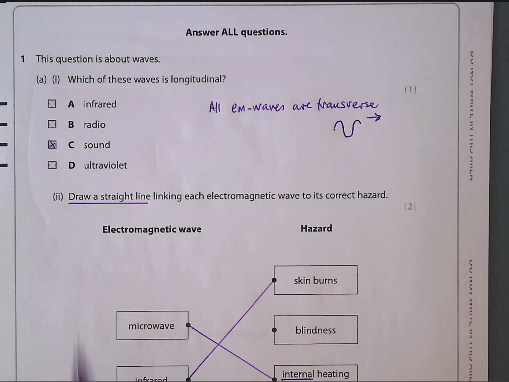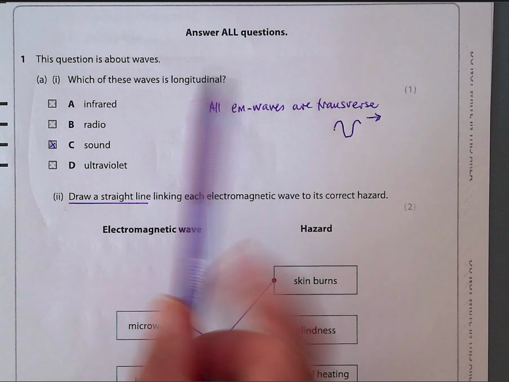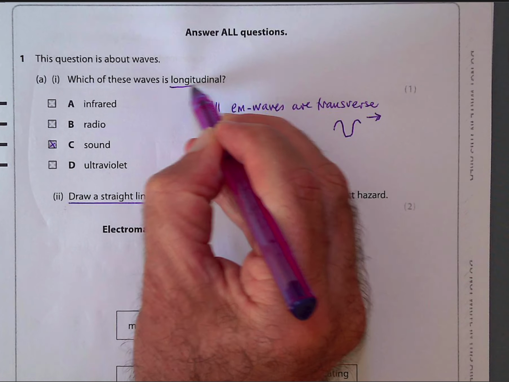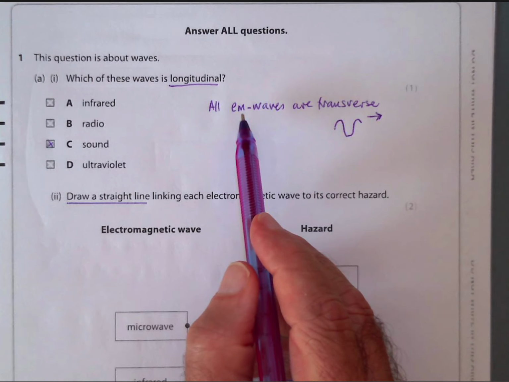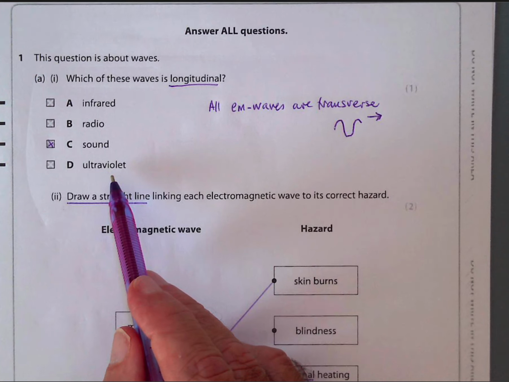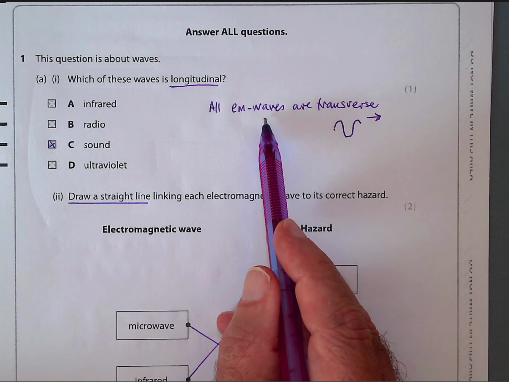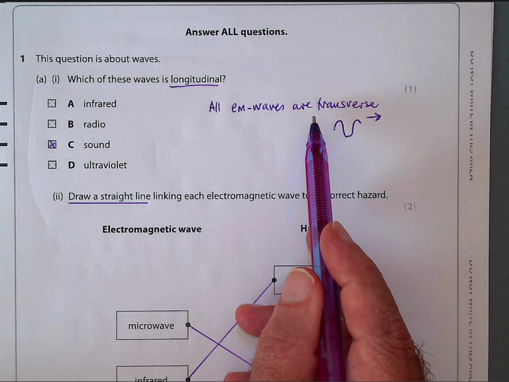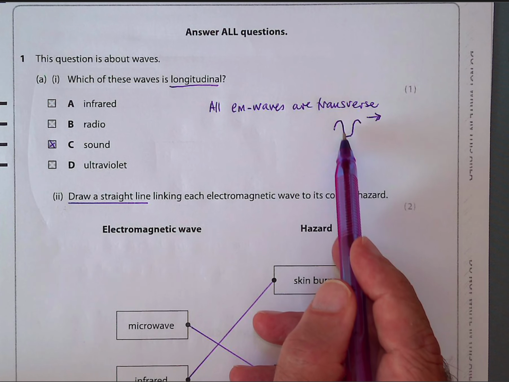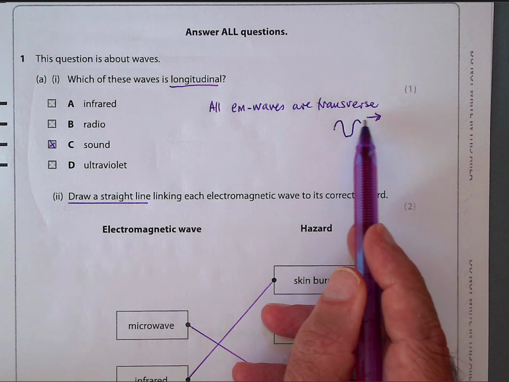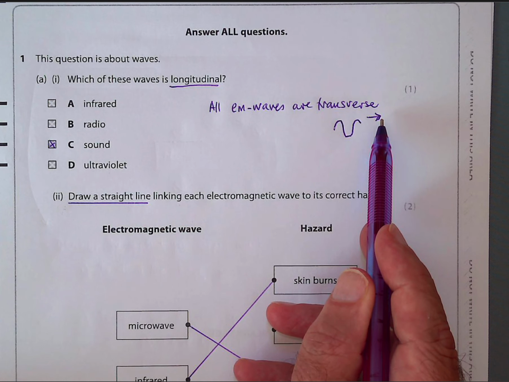Okay, so it wants you to say which of these is longitudinal. Now 3 of the waves are electromagnetic. Infrared, radio and ultraviolet are electromagnetic waves, EM waves. So it's a family of waves that light belongs to. They're all transverse, so that means they go up and down at right angles to the direction of energy transfer.